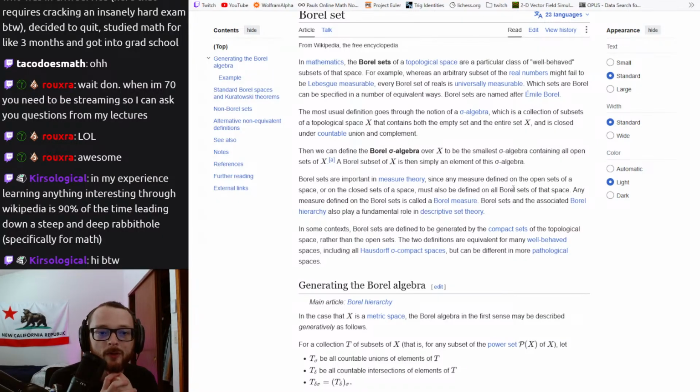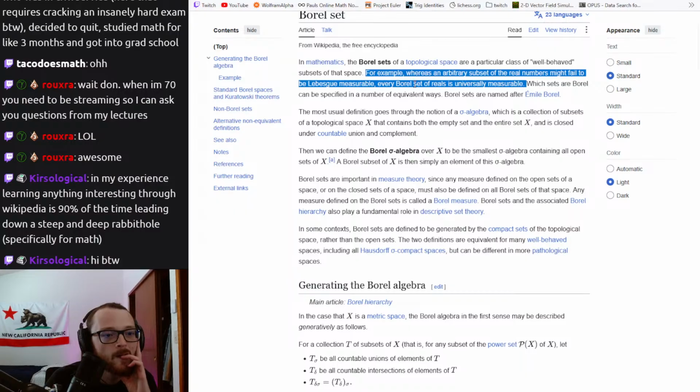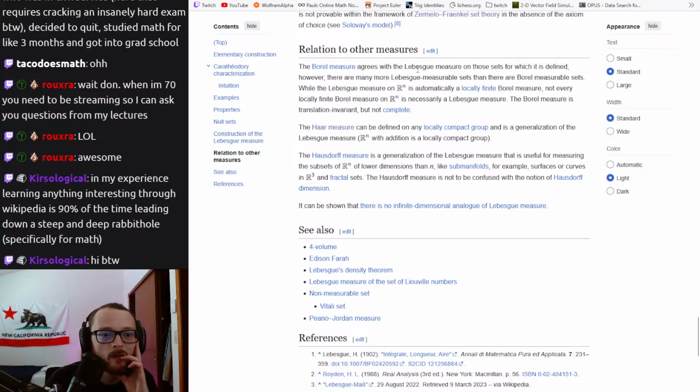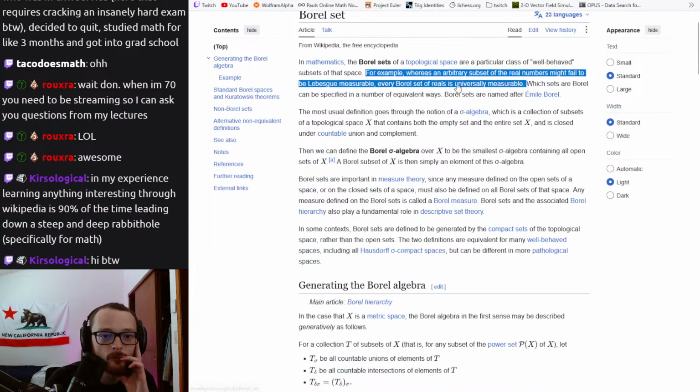An arbitrary subset of the real numbers might fail to be Lebesgue measurable. Every Borel set of reals is universally measurable. Okay, so that's exactly what Cold Gold wants to prove. You know, I bet we could find a Stack Exchange thread on this, because if it's on Wikipedia, I bet someone's had this question before.